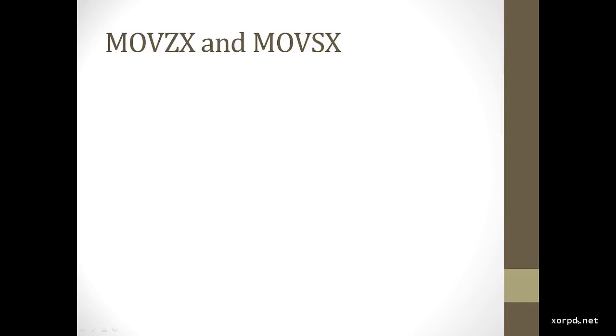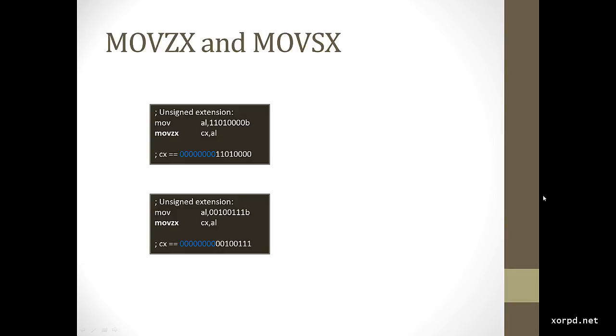Let's look at some examples, just to make sure that we get it right. We begin with move 0 extension. Here we have two different examples. In each of those examples, we put some number inside AL, and then we extend it into CX using move 0 extension. Hence, actually, we extend a number of size 8 bits into size of 16 bits. The leftmost container, CX, is larger than the AL container. CX is of size 16 bits, however AL is of size 8 bits.